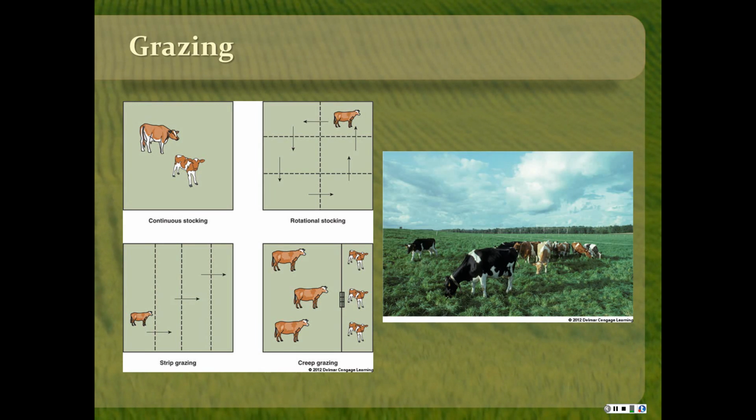And strip grazing, you just divide into narrow strips and then let them graze one strip and then move on to the next. And creep grazing is when the calves are allowed to graze ahead of the cows, and that way the calves are most likely to get the best, high quality food that they need for growth.